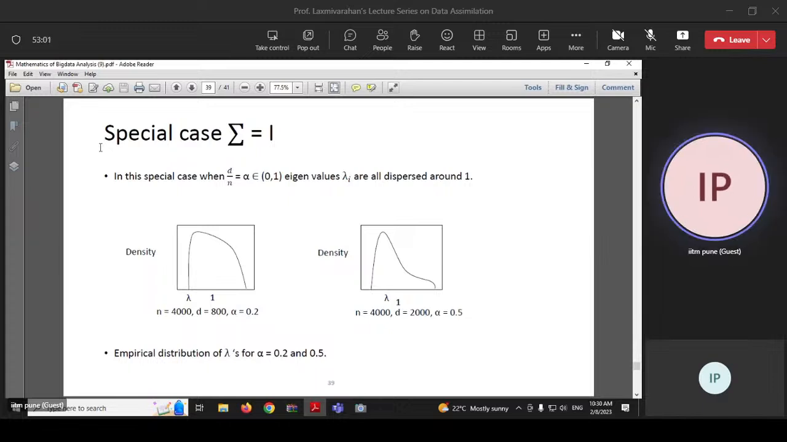So what does this tell you? When d is large, n is large, but d over n is fixed as alpha, if you compute the sample covariance and compute its spectrum, ideally all the eigenvalues must be equal to 1, but here the eigenvalues are spread around 1. If the eigenvalues are spread around 1, what does that mean? The two matrices are not equal. The estimate and the true covariance differ.